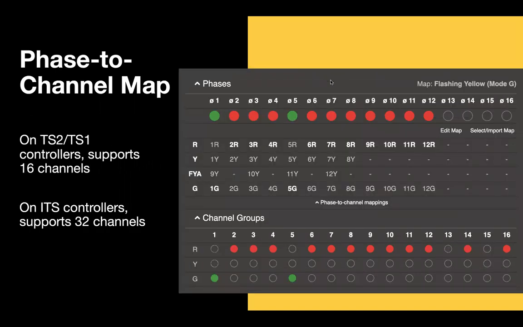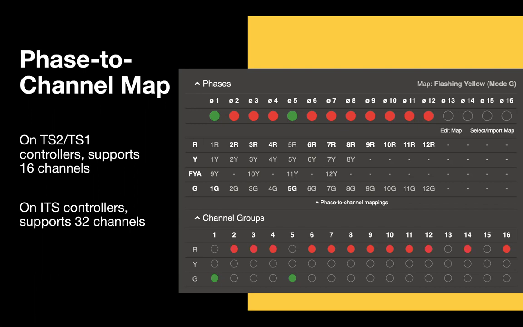What you can do is go into this editor, and you can see exactly how it's mapped. By default, we have a bunch of default maps in here that support all different modes of flashing yellow, but you can customize it to set it up any way you want. Most of these are pretty uninteresting, but if I look at phase 1, for example, the flashing yellow is going to come from channel group 9 yellow. Phase 3 is going to come from channel 10 yellow. Again, this is just standard flashing yellow mode G, which is part of the NEMA specifications.